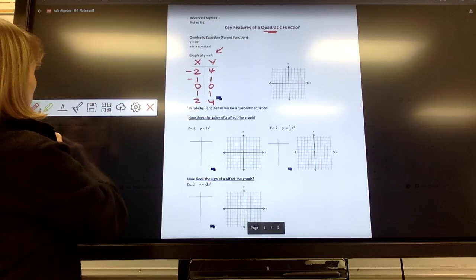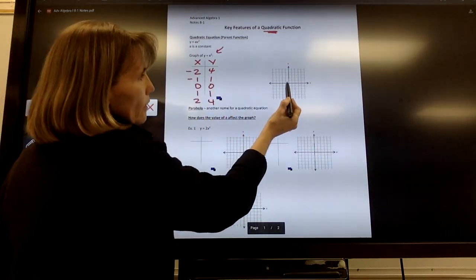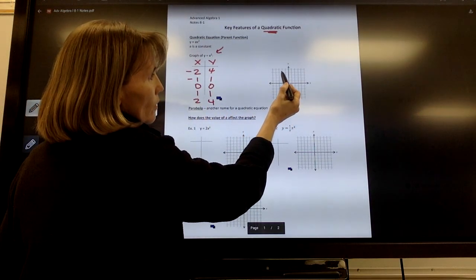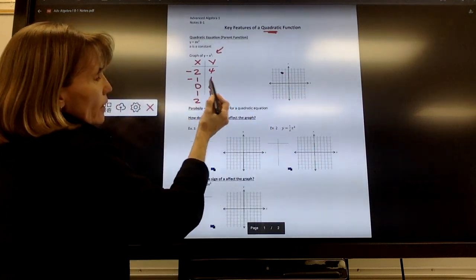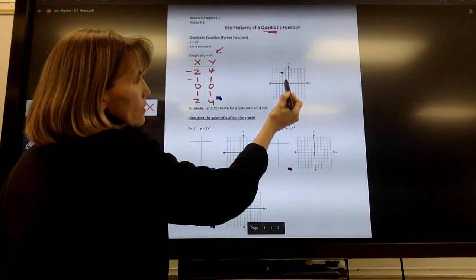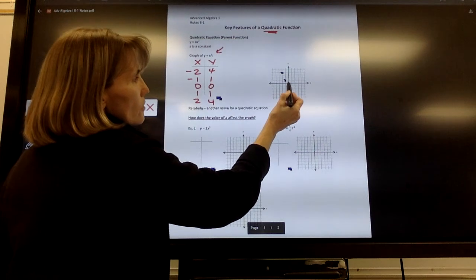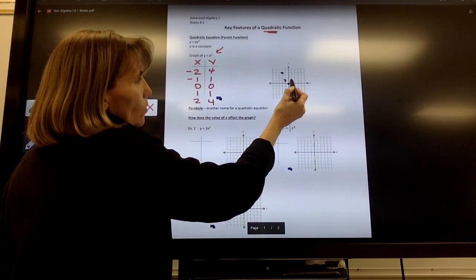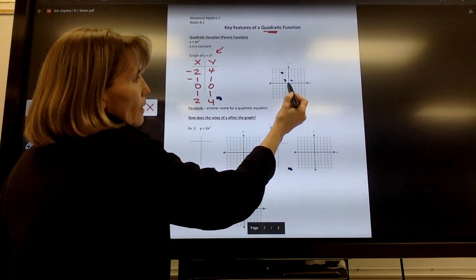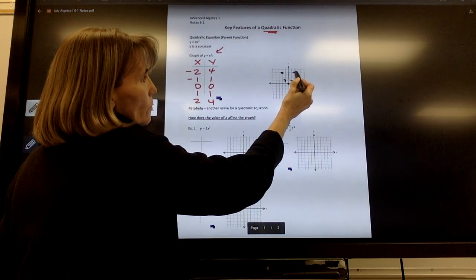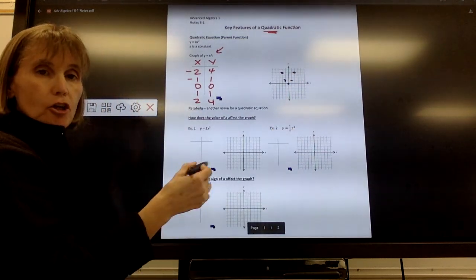Okay, when I go to graph these, negative 2, positive 4, it's right here on the graph. Negative 1 and positive 1 is here. 0, 0, 1, 1, and 2, 4. Okay, and what I get is a U-shaped graph.